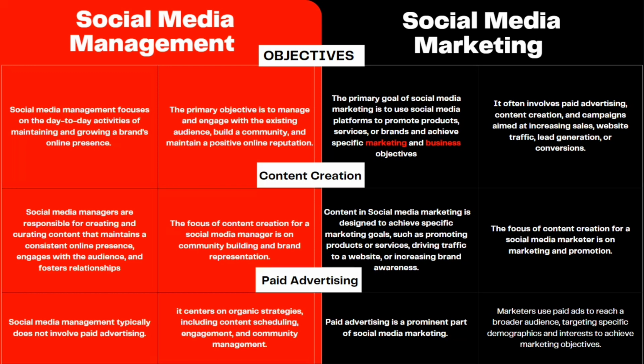But on the other hand, the primary goal of social media marketing is to use social media platforms to promote products, services, brands, and achieve specific marketing business objectives. So your job is to market, to bring sales as a social media marketer. It often involves paid advertising. Content creation and campaigns are usually aimed at increasing sales. So with social media marketing, you don't just create content, you are creating content specifically for marketing.